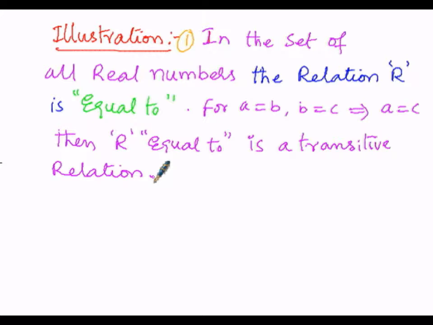So here we have assumed the set A consisting of the elements A, B and C, and the relation we have supposed is equals to. If A is equal to B, and B is equal to C, then automatically A also will be equal to C, because all the three elements are equal: A equals B equals C. Therefore, the relation R, that is equals to, is a transitive one.